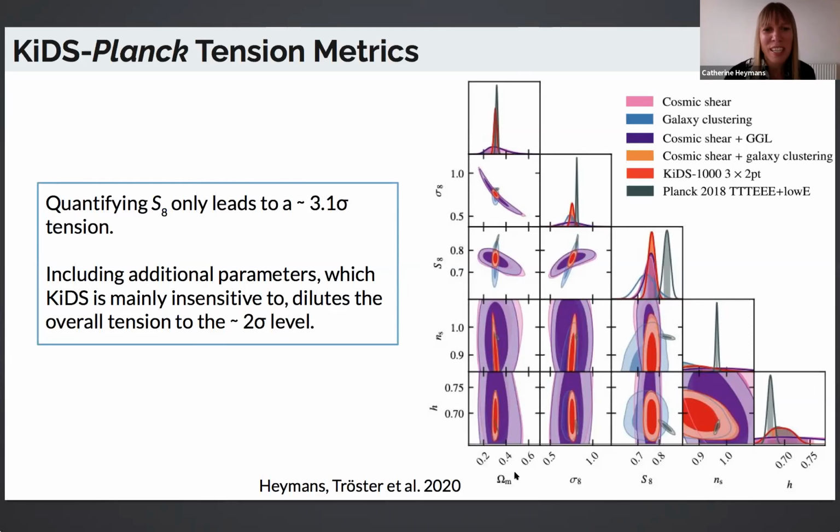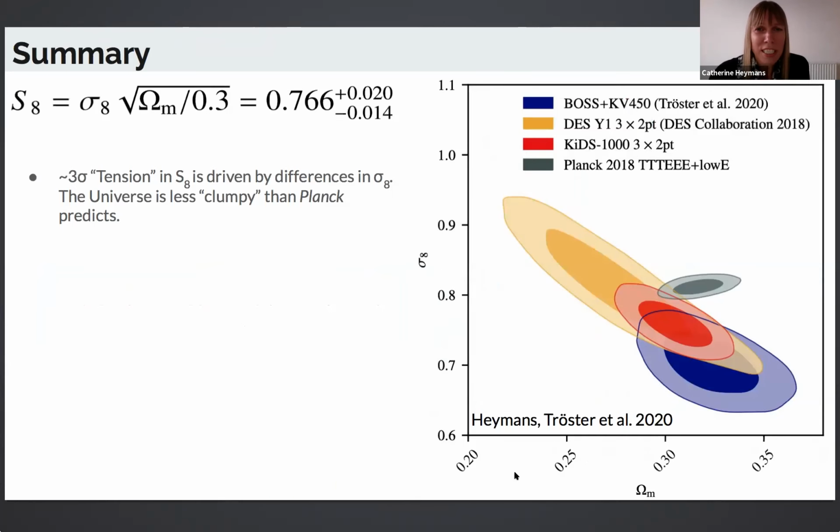Thanks very much, Tilman. We are reaching the conclusion of the presentation part of our webinar today, but let me just briefly summarize. In these two highlight results, we're finding roughly a 3 sigma tension in this S8 parameter. Our 3x2pt analysis shows that the difference is mainly driven by differences in sigma 8, the clustering of the matter. If you want a one-sentence summary of our presentation today, it's that the universe is less clumpy than Planck predicts, or at least that's what KiDS is seeing.